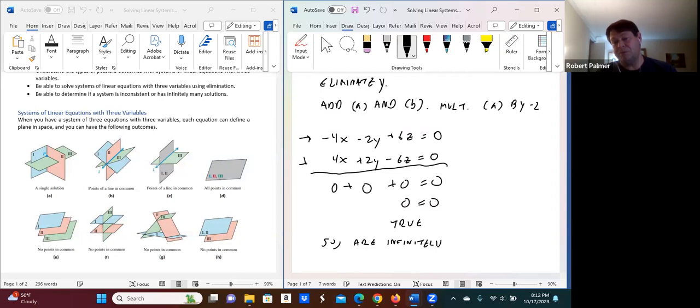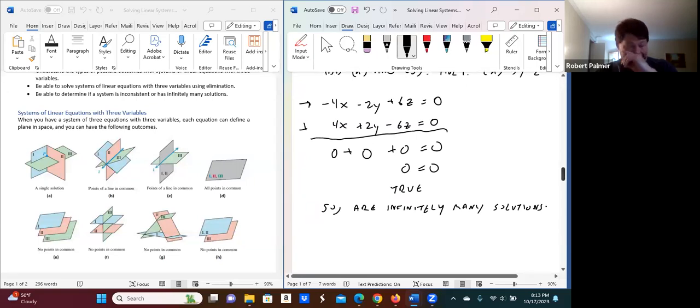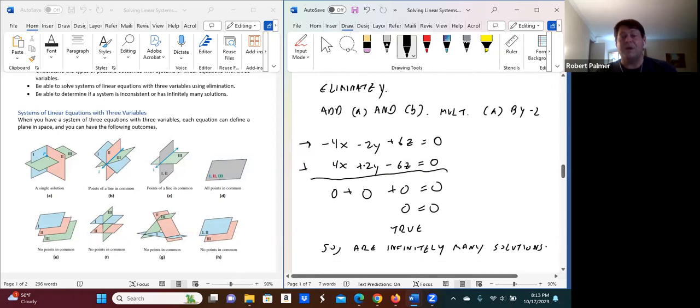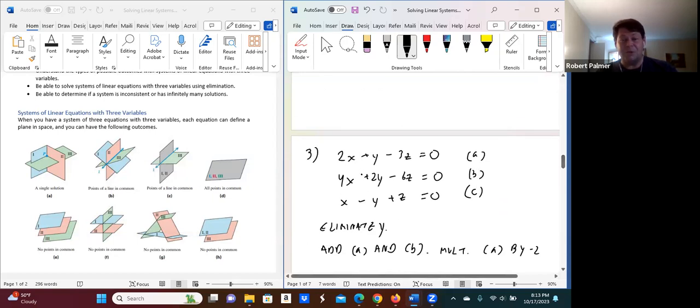What does that mean? Well, what it means is there are infinitely many solutions. So this is much like what you've seen before with two linear equations and two unknowns. So there are infinitely many solutions. So basically what happens is like one of these three here, B, C, or D. In fact, what this tells us is these two equations are actually the same. So it's probably something like C.